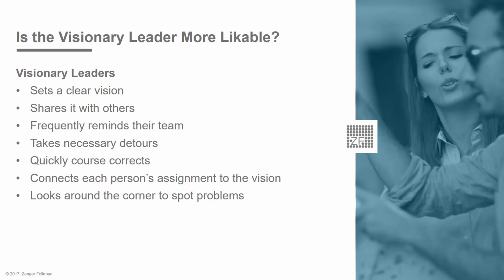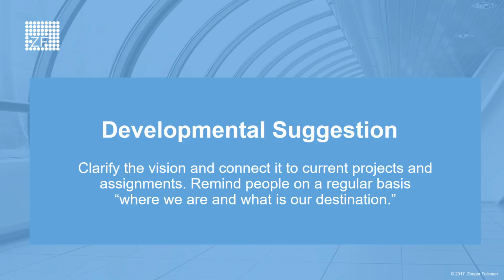So our developmental suggestion here is clarify the vision of your organization. Talk about it frequently. Connect it to the current projects and assignments that you see people working on. On a regular basis, remind people, here's where we are, here's our destination, this is how what you're doing contributes to that grand cause. These suggestions help you to become more likable, but for all of them, they help the organization to be more successful. There's not a downside to doing these things.